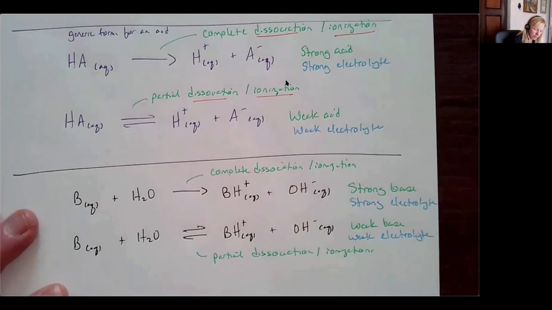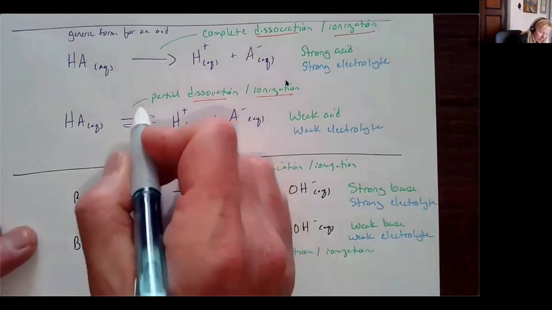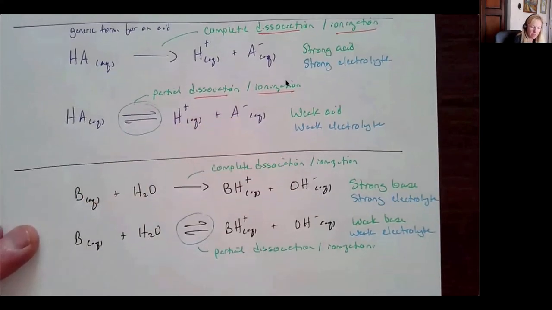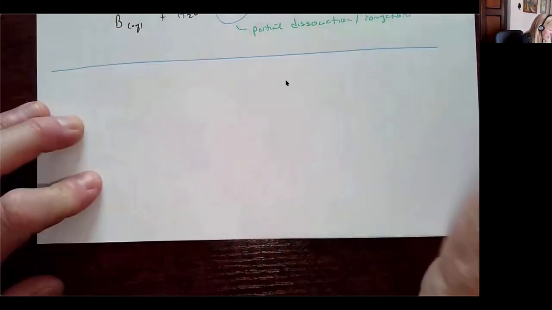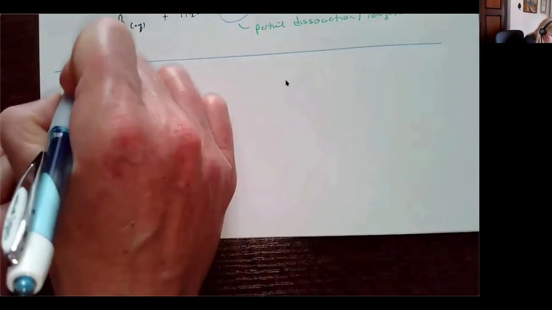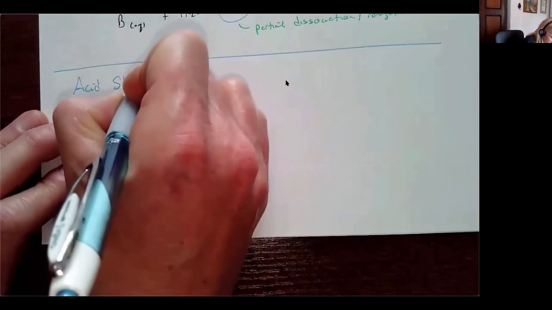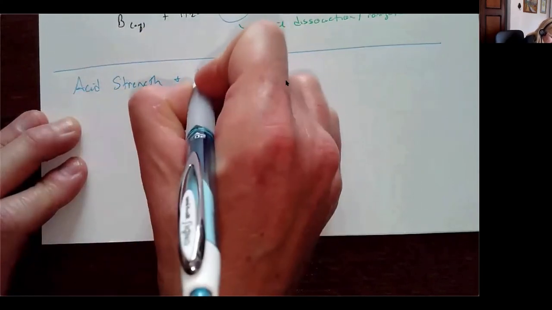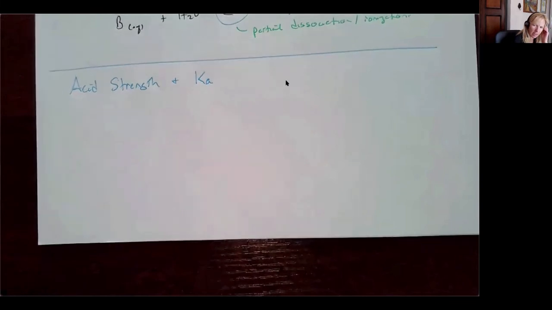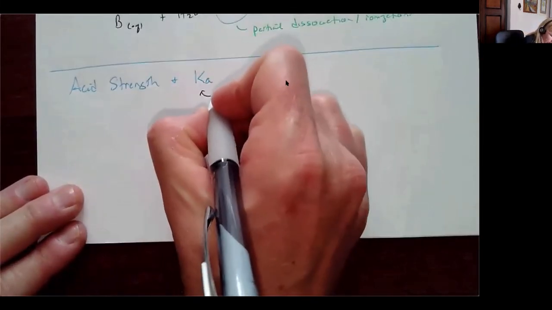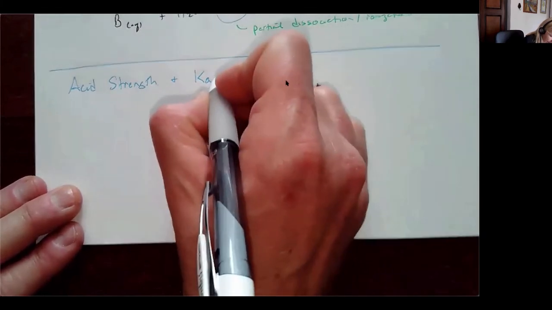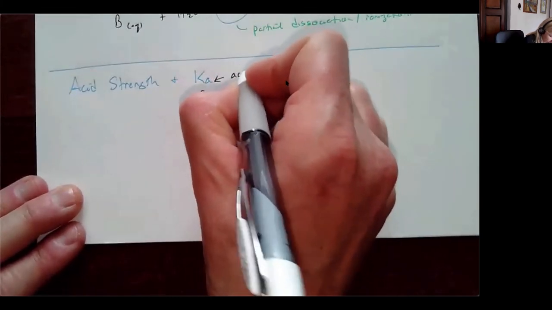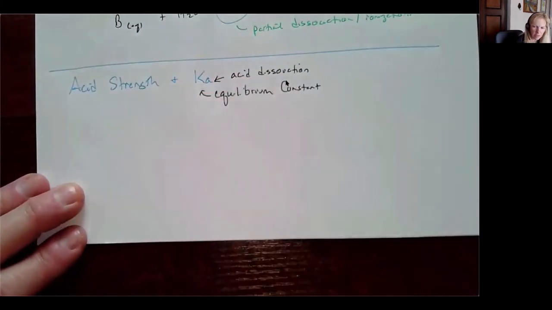All right, since we can write this as an equilibrium scenario, I can write my law of mass action. So you knew this was coming. My law of mass action. So we'll take acid strength, and Ka. And K, remember, this is my equilibrium constant. And now my little a denotes that I'm looking at acid dissociation. That's what little a means.